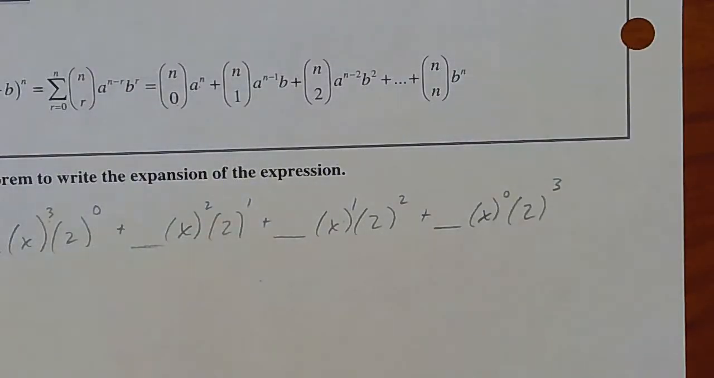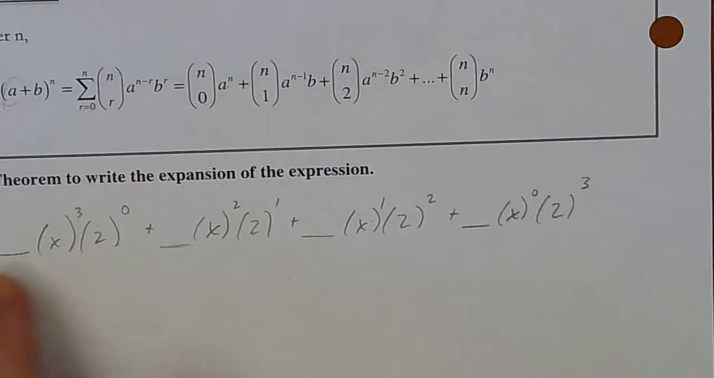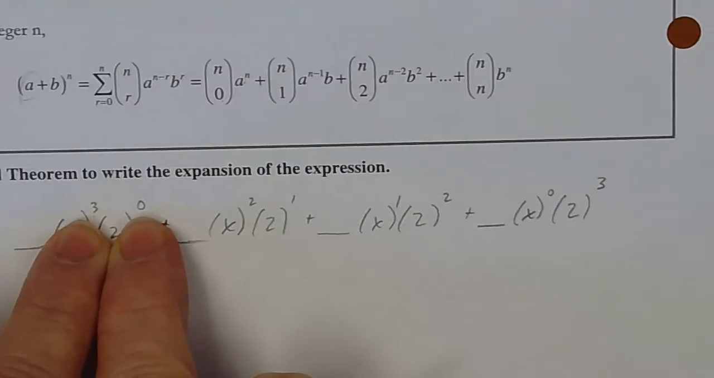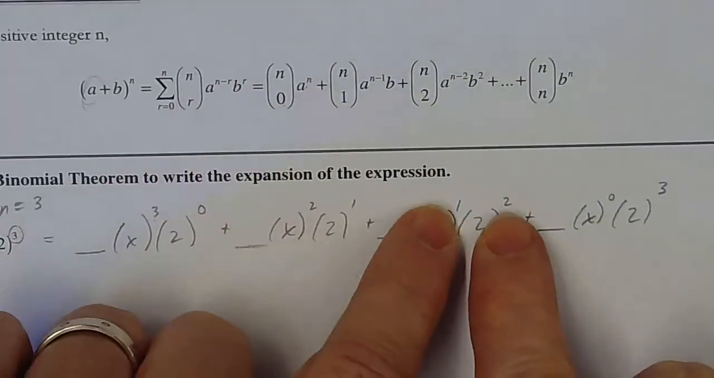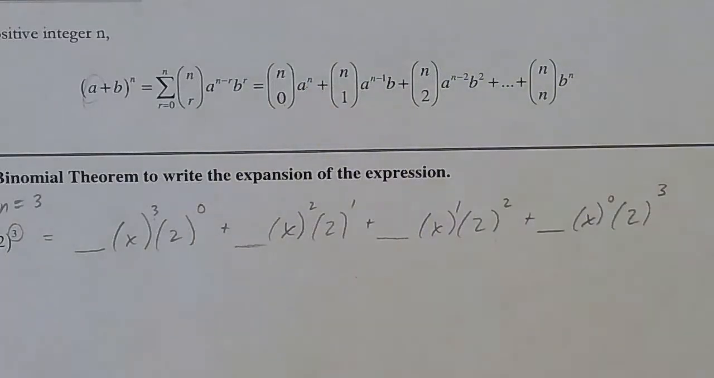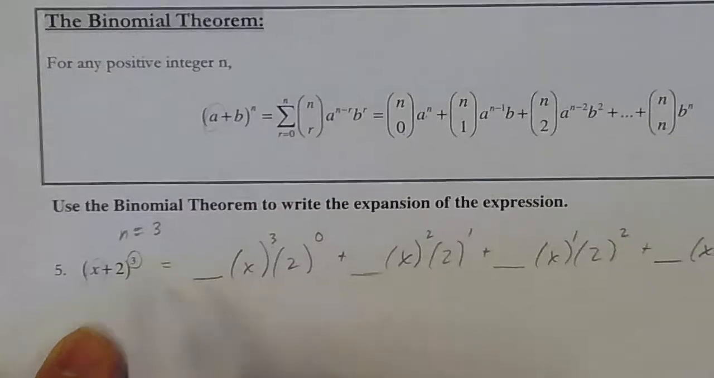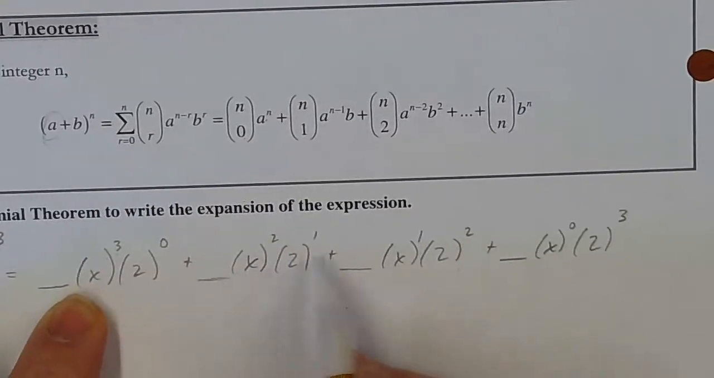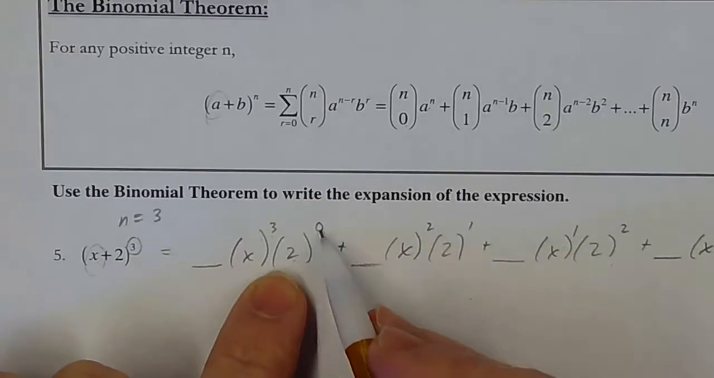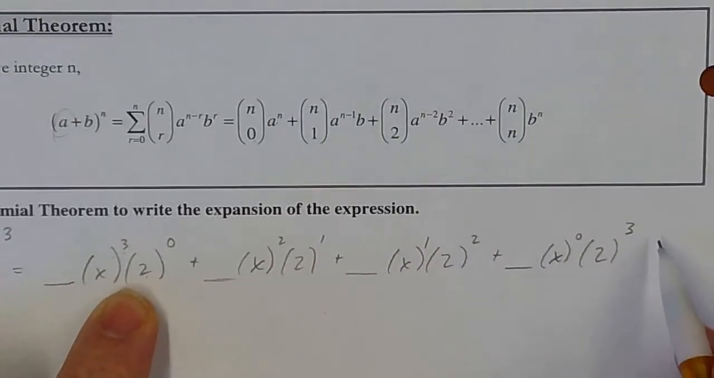Okay, so look at the pattern here. It's degree 3, so notice the sums of all of these powers equal 3. 3 plus 0, 2 plus 1, 1 plus 2, 0 plus 3. There's one pattern you can check to make sure you're doing this right. Okay, the first term, x, starts at 3, works its way down to 0, and then just the opposite for the second term. 2 to the 0, 2 to the 1, 2 squared, 2 to the 3rd. Okay?